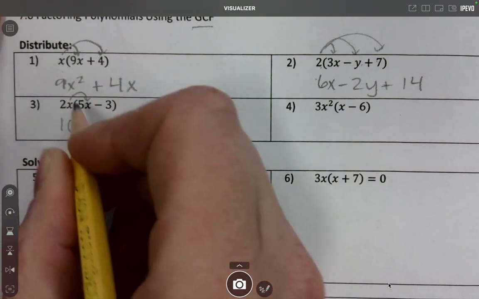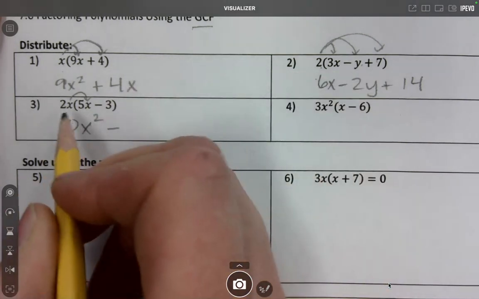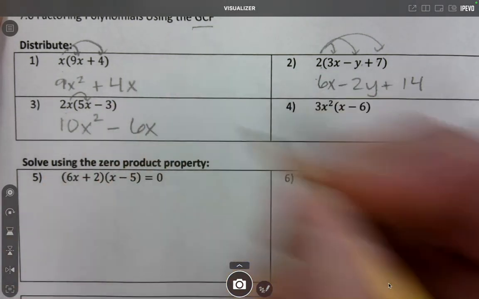On the next row, 2x times 5x. 2 times 5 is 10. x times x is an x squared. Minus, and then 2x times 3 is 6x.